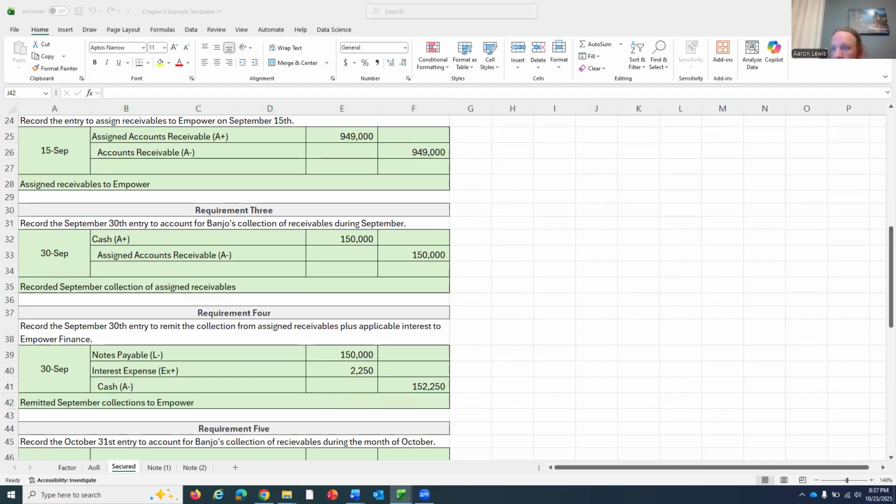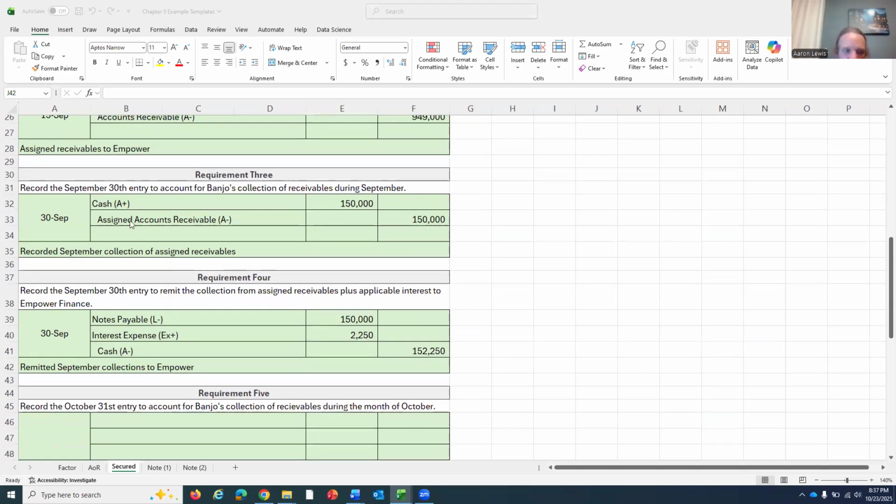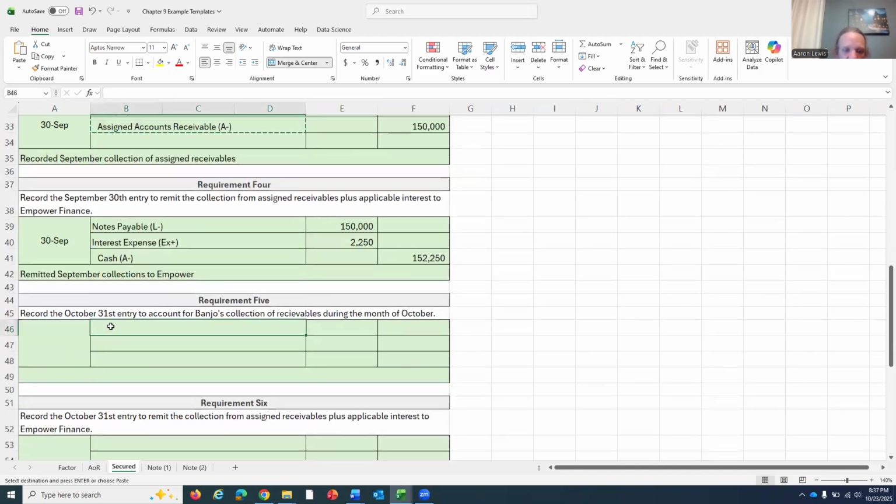In requirement 5, we're going to rinse and repeat the process. Like it's seriously doing the same thing over and over again every single month while you have assigned receivables on the books. Every time you collect, it's a debit to cash over a credit to assigned accounts receivable. This one would be for October's collections. That was happening on 10/31.